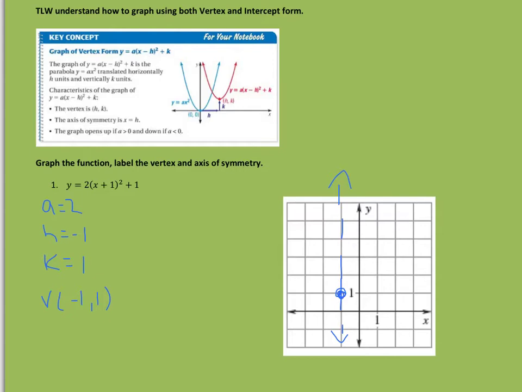So it says graph the function, label the vertex. So there's that, there's the vertex. We know it opens up. So use your calculator to find some values, or just pick a number to the right and a number to the left. So pick 0, plug in x equals 0: y equals 2 times (0 plus 1) squared plus 1. So that's 0 plus 1 is 1, so you'd get 2 plus 1 equals 3. So I can now plot the point 0, 3. And guess what? If you choose negative 2, it's going to be 3.